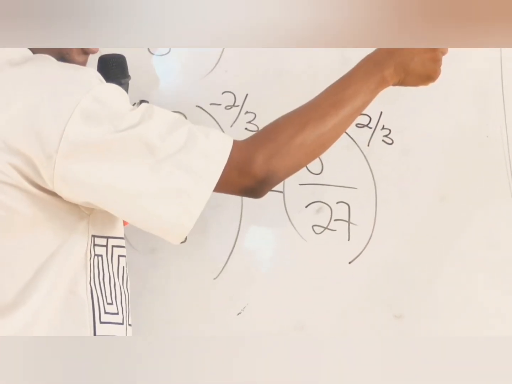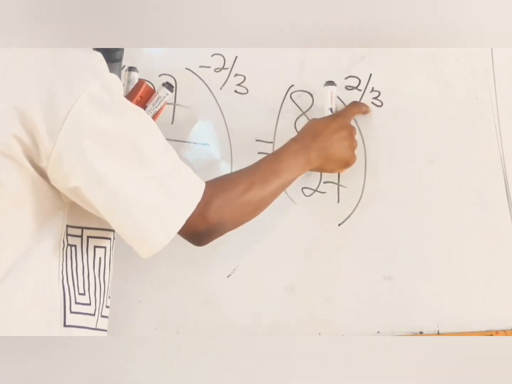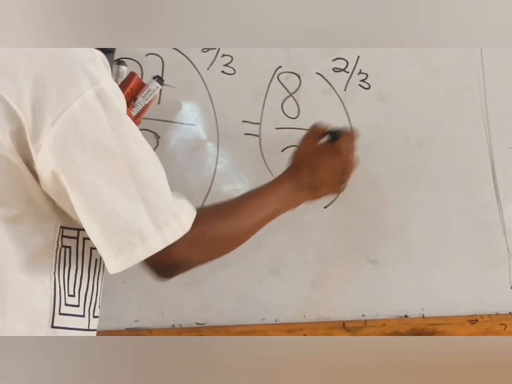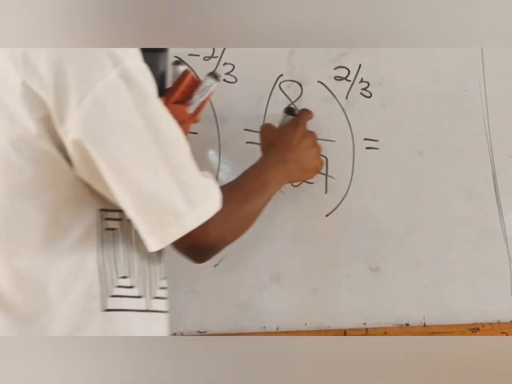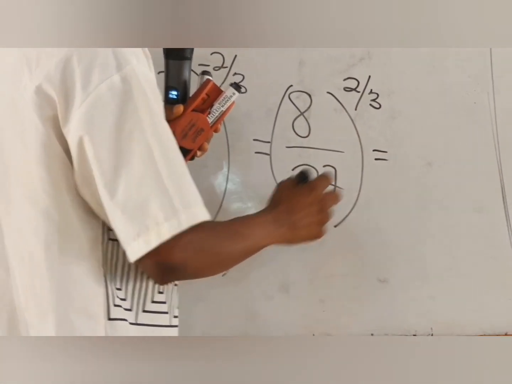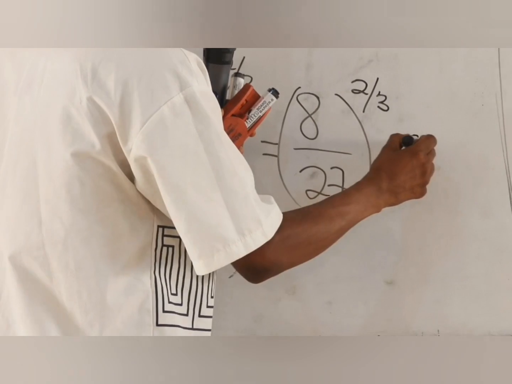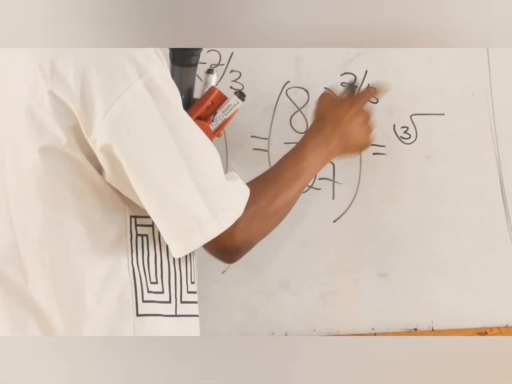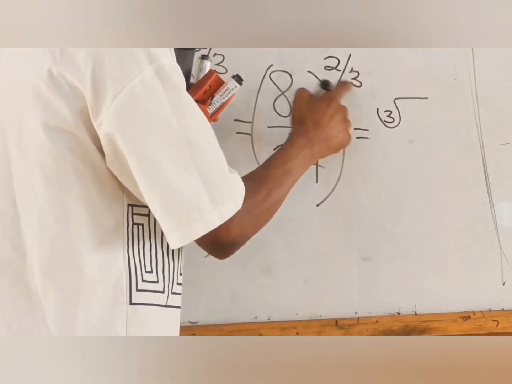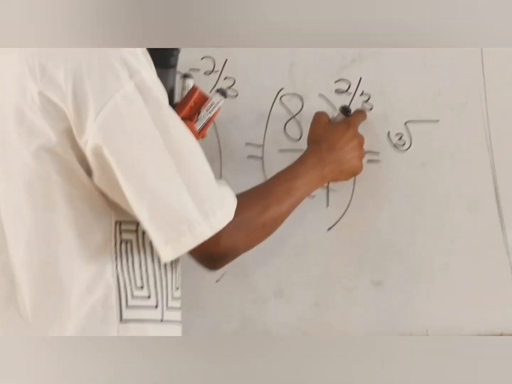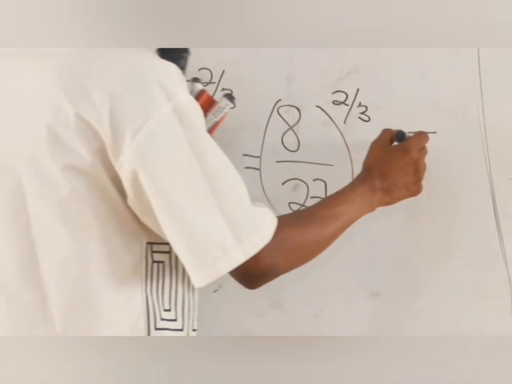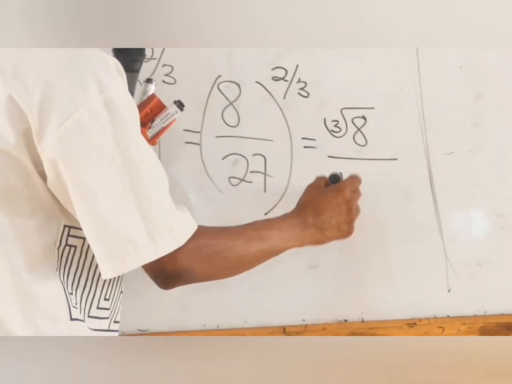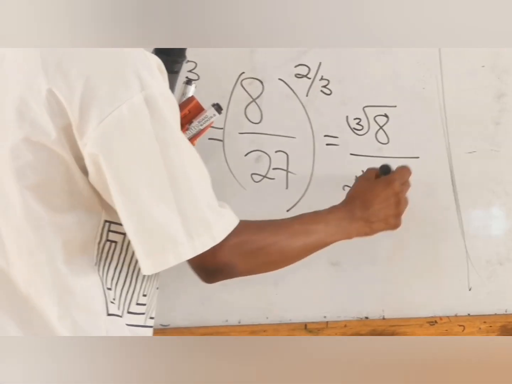Fraction, we just finished it. You remember? We just finished that one. So what do we do? Who can tell us? This one is the same as what? Cube root of what? Are you watching? The denominator, root of this. Is that not it? So cube root of what? 8. Cube root of what? 27.